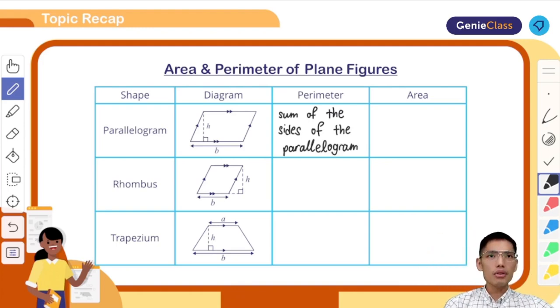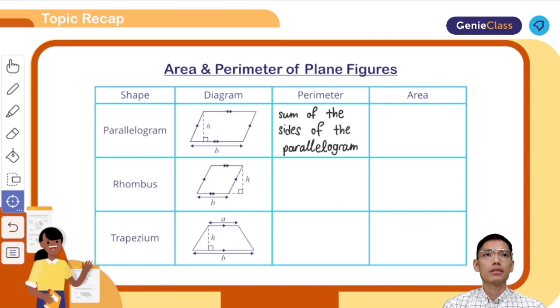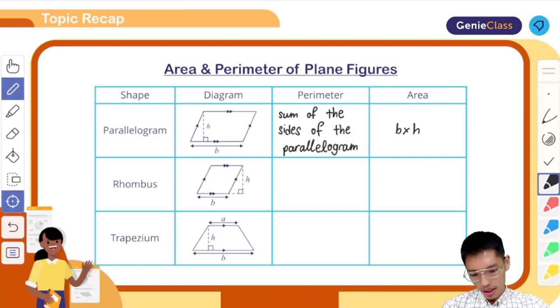How do I find the area of a parallelogram given that I know one of the sides and the perpendicular height? What is the area? I'll give you a while to think about it. Very good. I have perpendicular base B times H. Very nice. I see some of y'all make sure you know the concepts already. Very good over here. Moving down to my next shape, I have my rhombus.